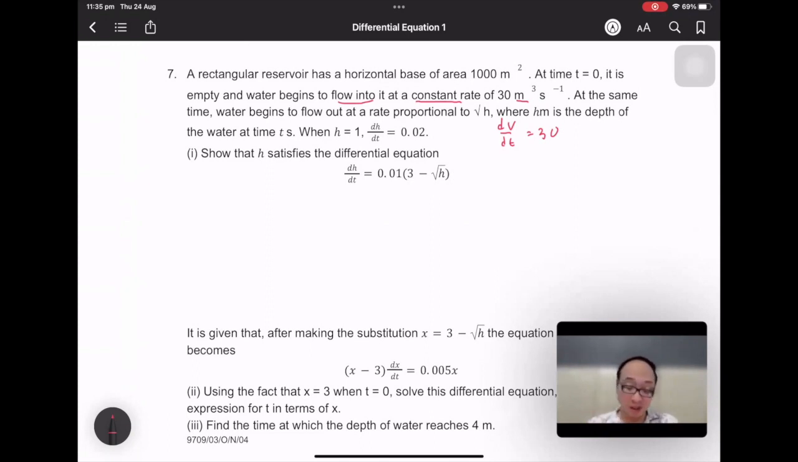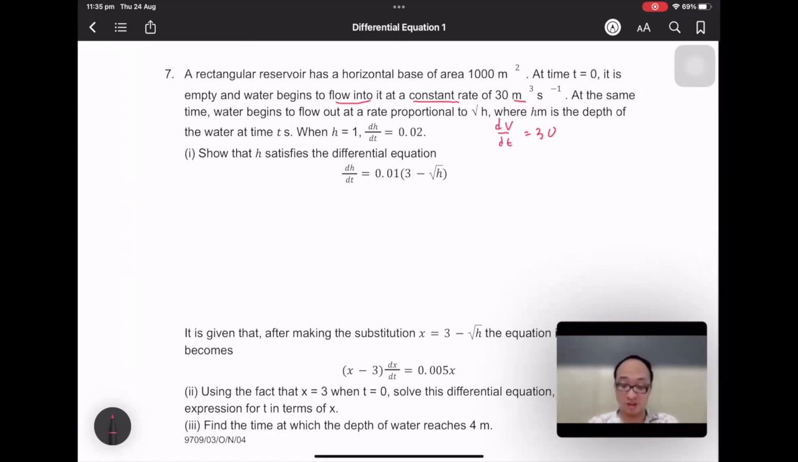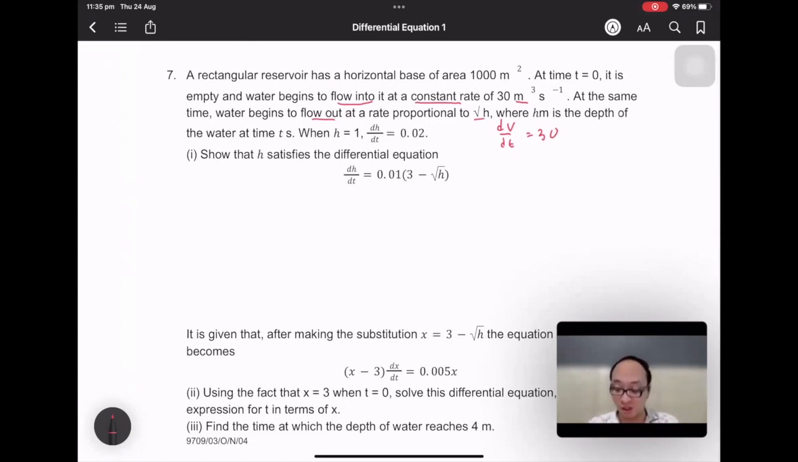At the same time, water begins to flow out at a rate proportional to the square root of the height. So at the same time, we will have dV/dt proportional, so I can have it equal to K times the square root of H, where H is the depth of the water at time t. When H equals 1, dH/dt equals 0.02. Show that H satisfies the differential equation dH/dt equals 0.01 times (3 minus the square root of H).